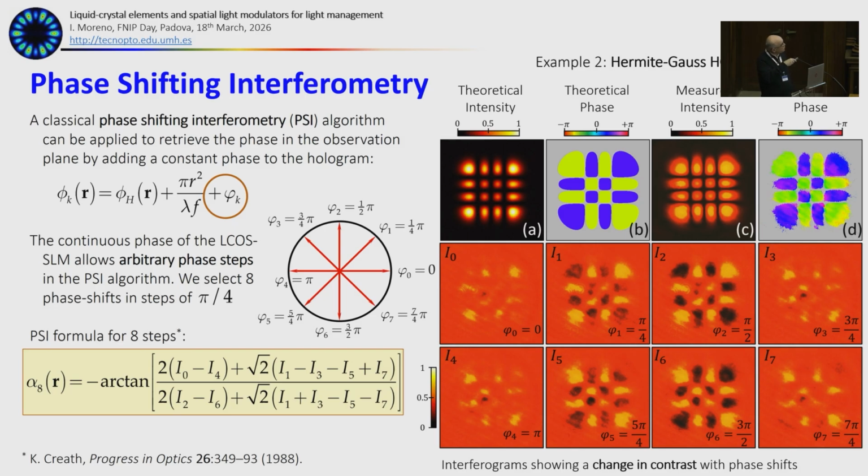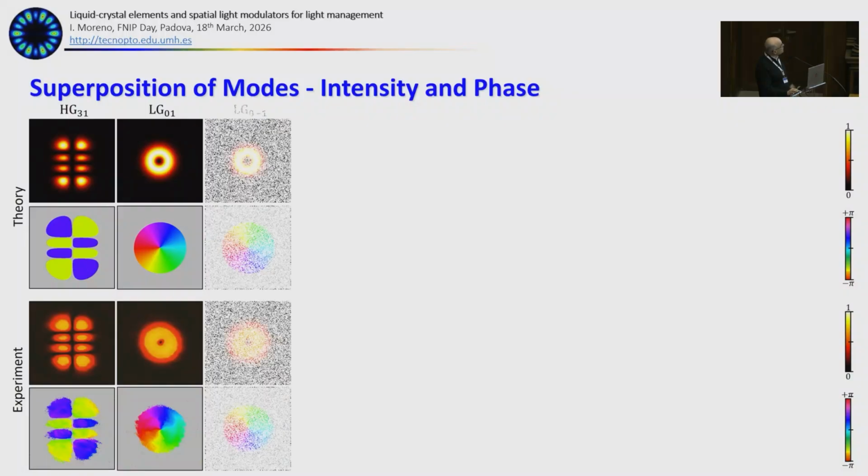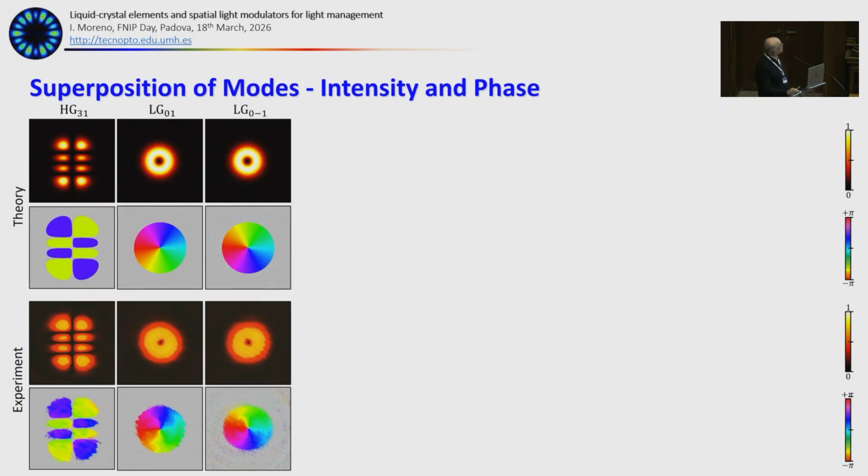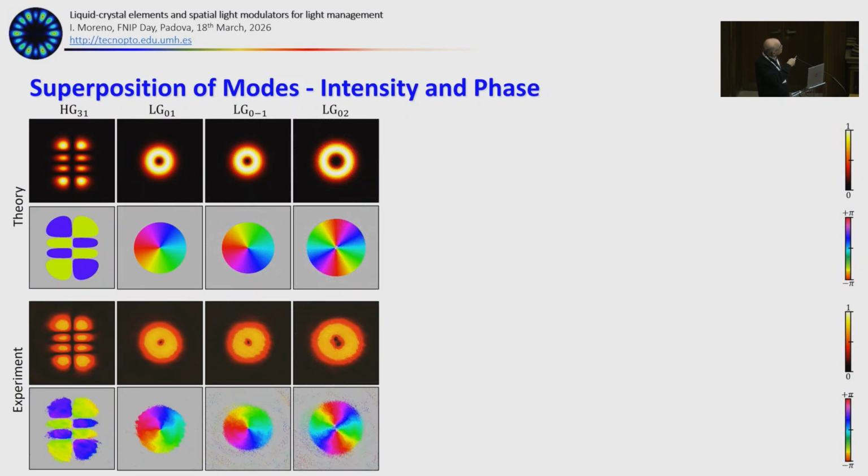And from this information, we can retrieve the experimental phase that we are generating in the beam. So we can convert very simply the regular standard diffractive optic experiment into an interferometer with this. And we tried this with many different beams. You can see here on top the simulations. On bottom you see the experiments.